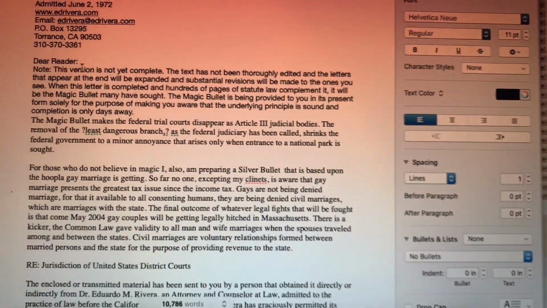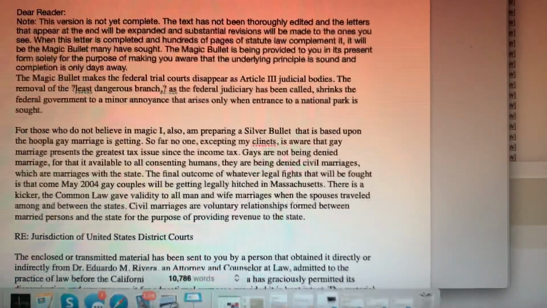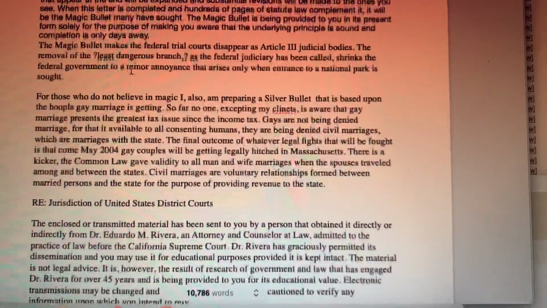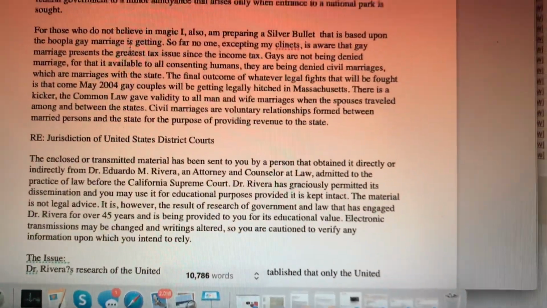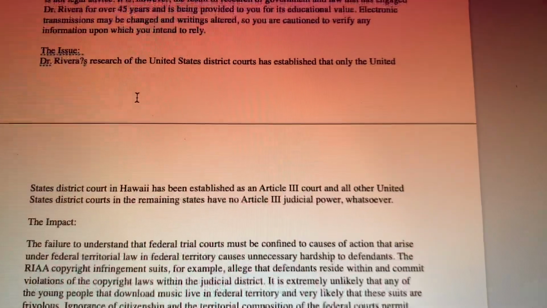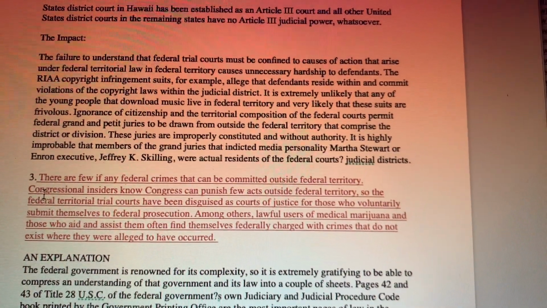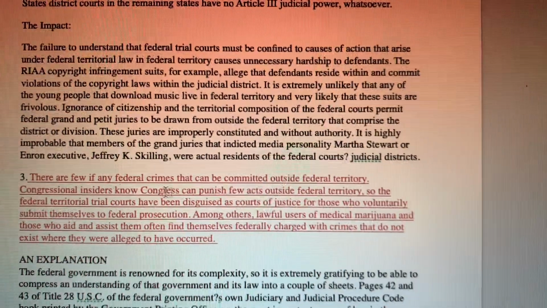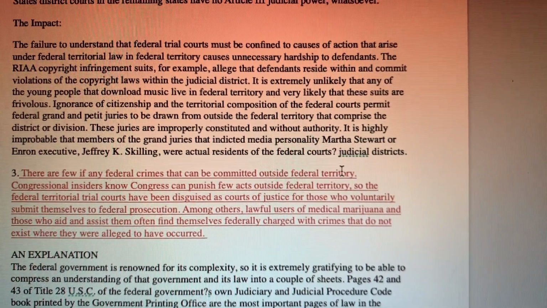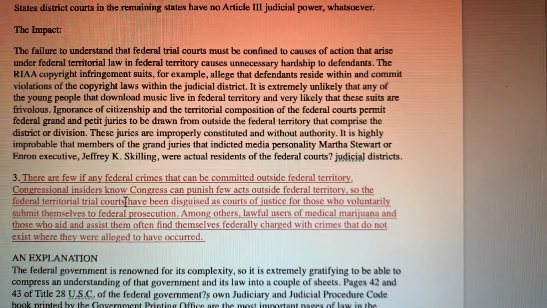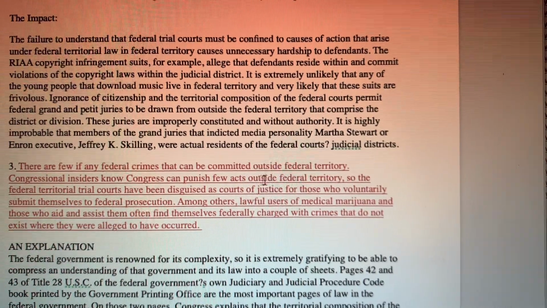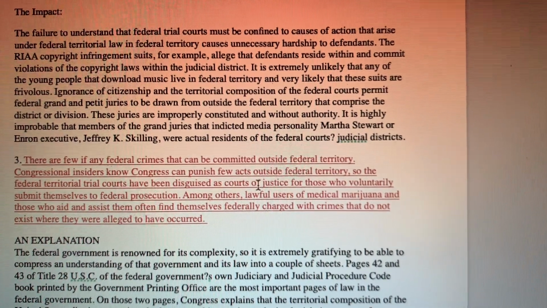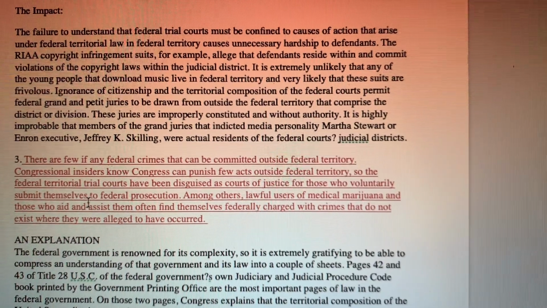Now he's talking in here about the judicial system, okay? The judicial system and the way the courts are set up and how they're abusing the court system, and they've set up basically fake courts. So he says something in here that I've read in a lot of different other places, but he says it real nicely and easily here. There are few, if any, crimes that can be committed outside federal territory. Congressional insiders know Congress can punish few acts outside federal territory. So the federal territorial trial courts have been disguised as courts of justice for those who voluntarily submit themselves to federal prosecution.